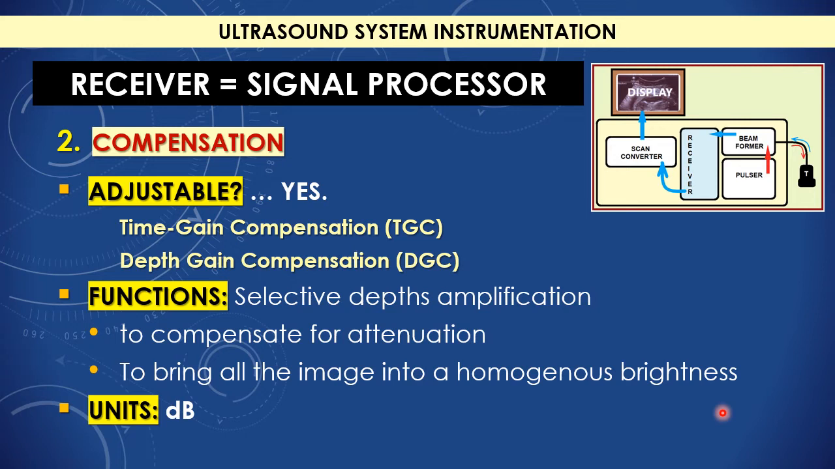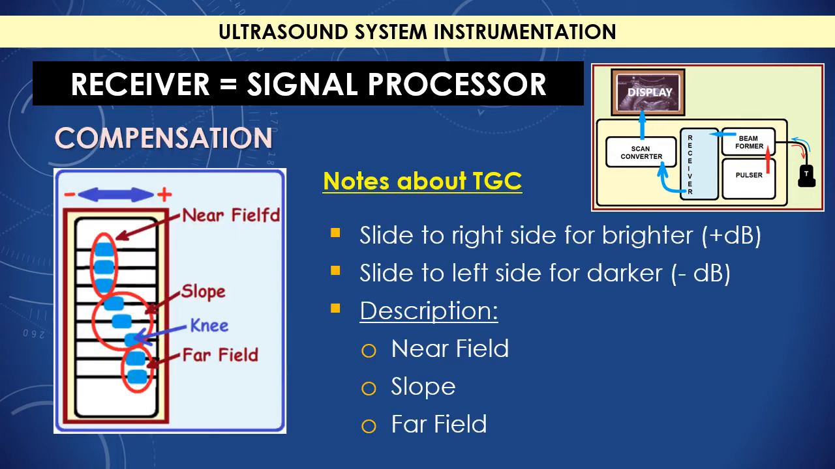All right. So again, the TGC has two functions. Number one, compensate for attenuation. Number two, make the image of a homogeneous brightness. Units are decibels. Again, we mentioned this before. So this is how we adjust the curve.